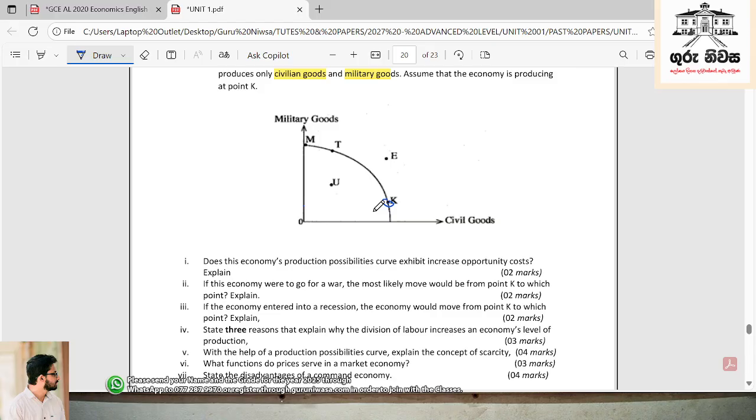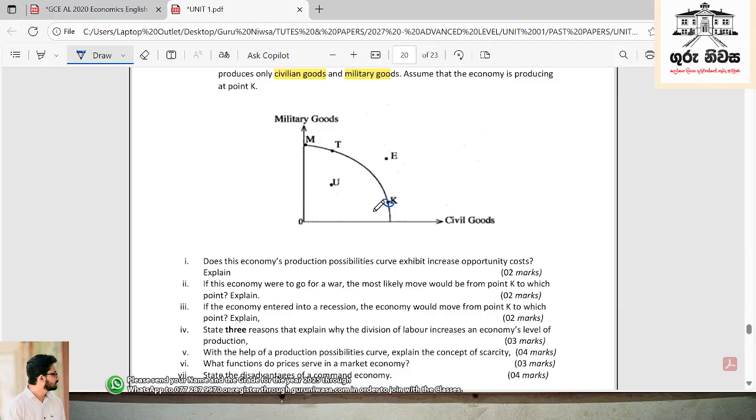Okay, there are 2 points, either M or T. What is the most possible one? They are now in a war. They need to produce more military goods. Here the answer should be T, not M.